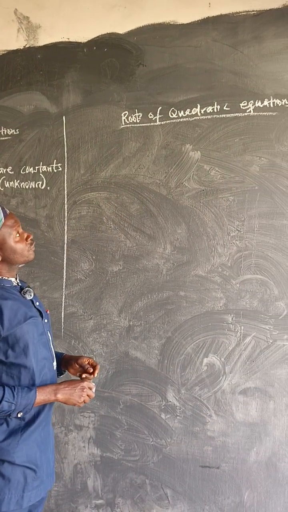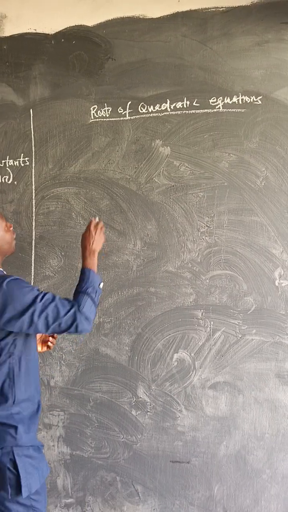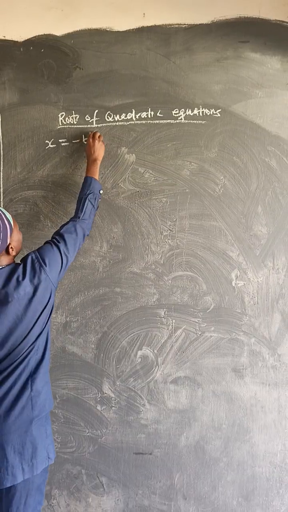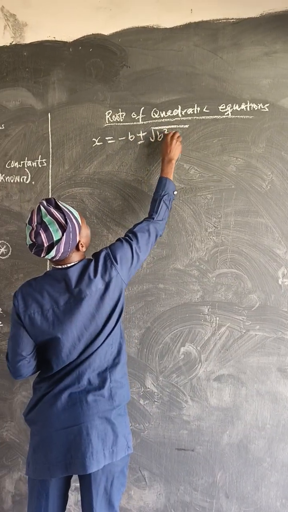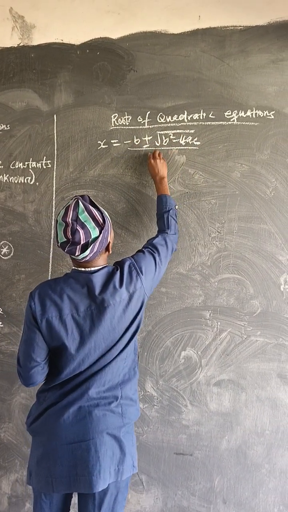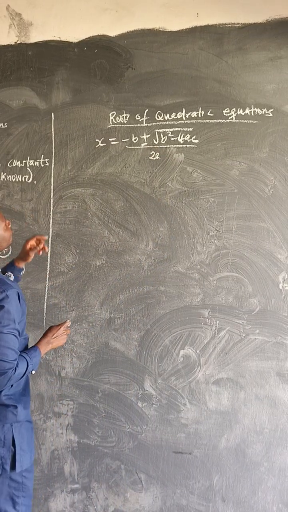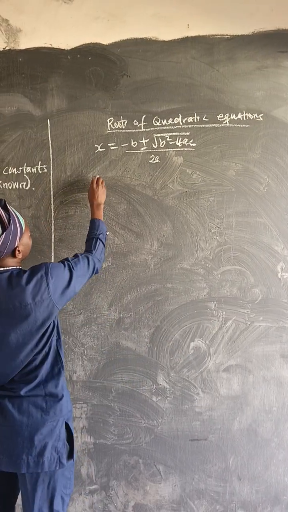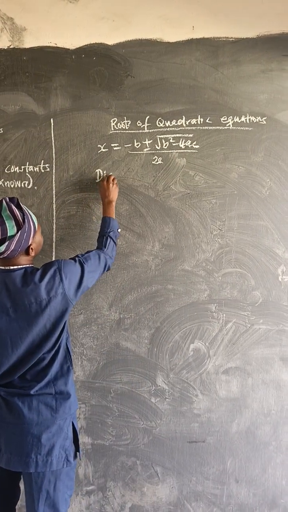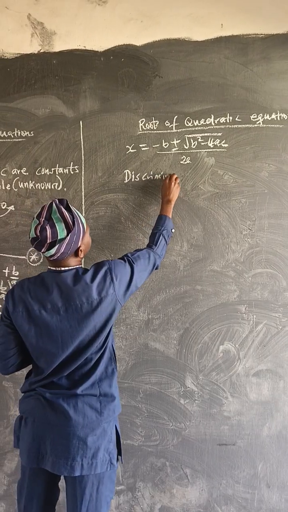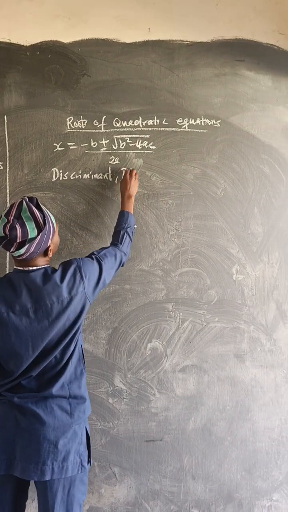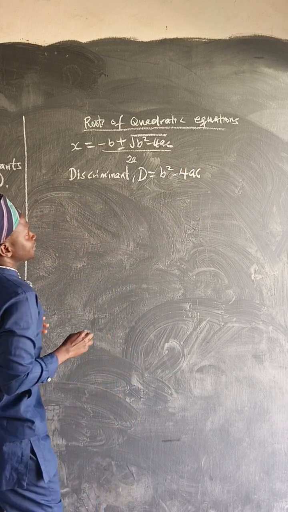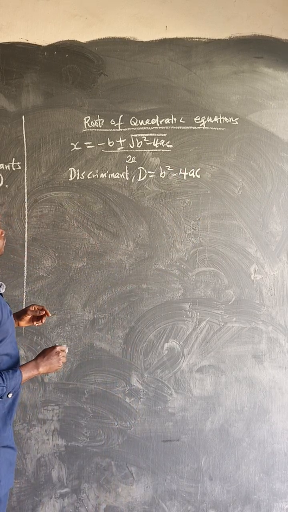We want to look at the roots of quadratic equations. Now, we know from our previous video that x equals minus b plus or minus the square root of b squared minus 4ac, divided by 2a. This expression under the root is called the discriminant in mathematics. So that is capital D equals b squared minus 4ac. That's the discriminant in a quadratic equation.